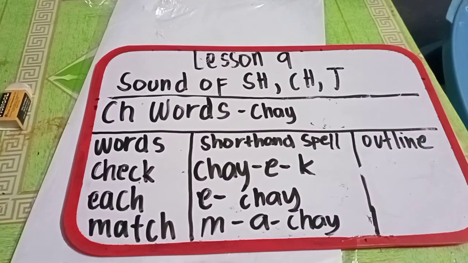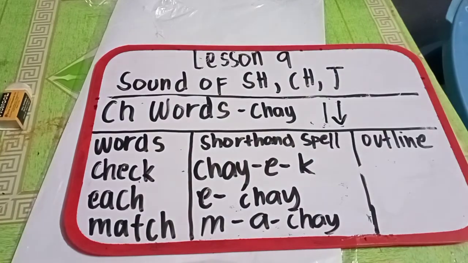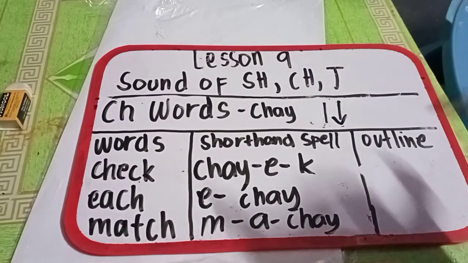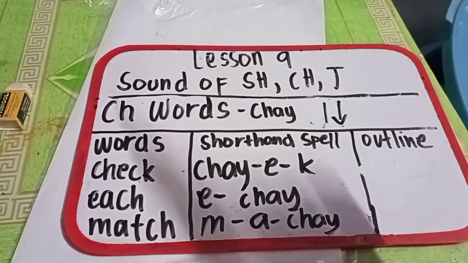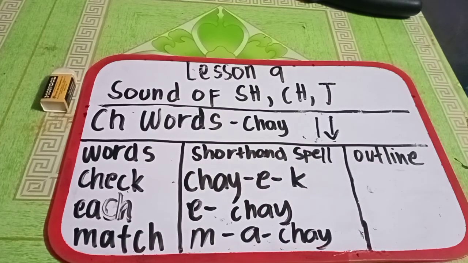So let's proceed to the sound of CH. CH is pronounced as J. The sound of J is represented by a medium-sized downward straight. Just like this, from here to there. It looks longer than the ish that I mentioned earlier. So I have 5 examples of J words. Let's proceed to the examples.